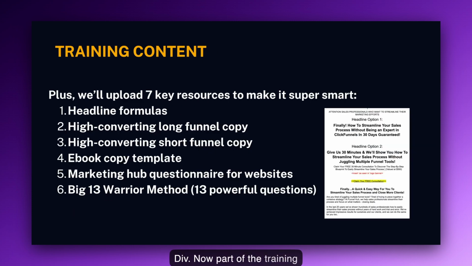Now, part of the training content is also giving it the instructions, right? We're going to be uploading 7 key resources to make it super smart, where we're going to be adding headline formulas, high converting long copy, high converting short funnel copy, ebook copy templates, marketing hub questionnaire for websites, and the big 13 warrior method, which is 13 powerful questions for sales. And we're going to be pretty much using this information so that the chatbot can combine along with the books and become very smart. So that way it doesn't learn from the whole internet, but just from what you're training it for. So let's go.